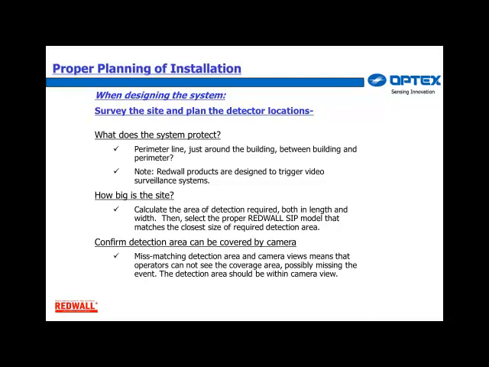Next question, how big is the site? Calculate the area of detection required, both in length and width. Then select the proper Redwall SIP model that matches the closest size of the required detection area. And lastly, confirm the detection area can be covered by the camera. Mismatching detection area and camera views means that operators cannot see the coverage area, possibly missing the event. The detection area should be within the camera view.